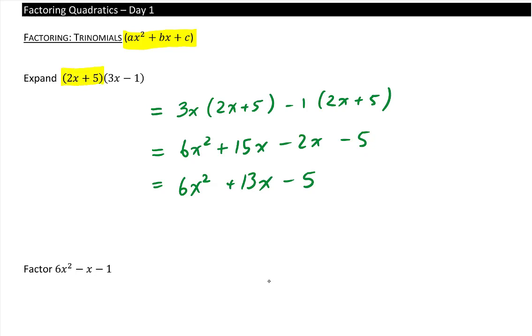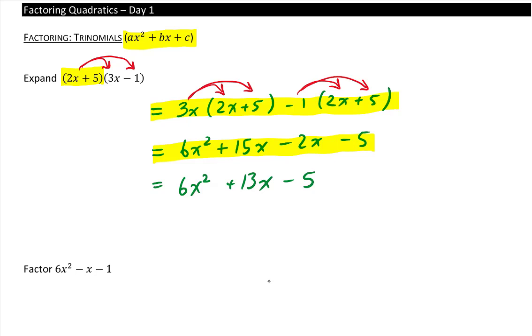So one method is to take 2x plus 5, multiply by the 3x, and multiply by the negative 1. And that'll give us 3x times 2x plus 5 minus 1 times 2x plus 5. Next is to distribute the 3x into the first bracket and then the negative 1 into that second bracket. And we end up with 6x squared plus 15x minus 2x minus 5. And finally, collecting like terms, we end up with 6x squared plus 13x minus 5.